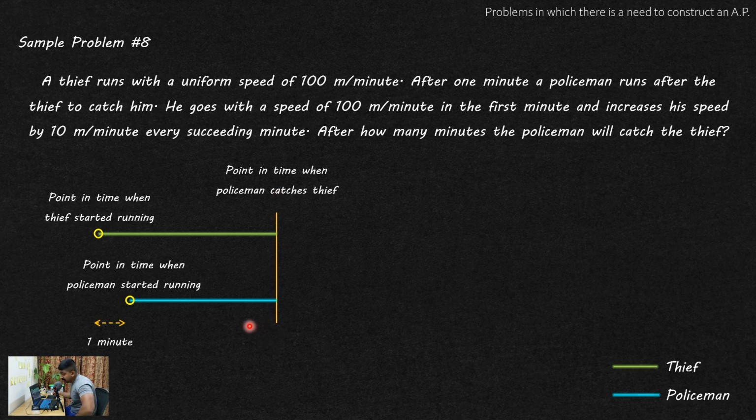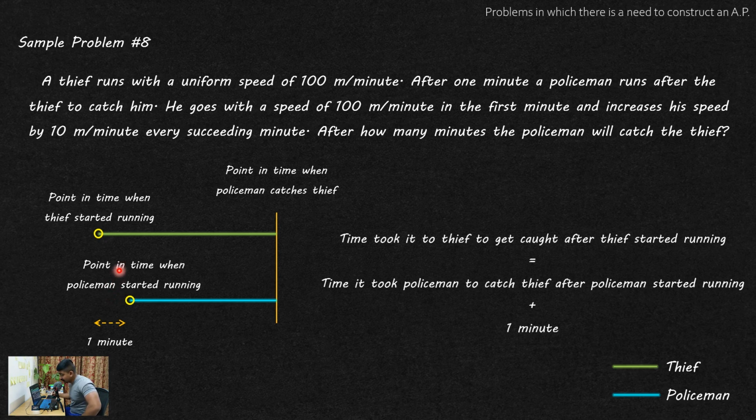Now remember, there is a gap of 1 minute between the point in time where the thief started running and the point in time when the policeman started running. So we can say that the time it took the thief to get caught after the thief started running is equal to the time it took the policeman to catch the thief after the policeman started running plus 1 minute. So we have established this much. Now we are moving towards our second piece of information.